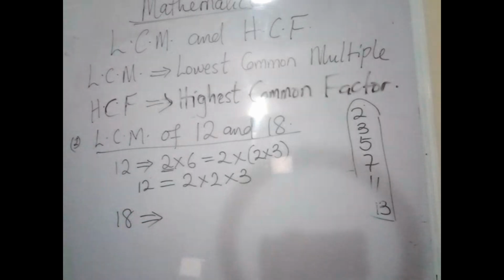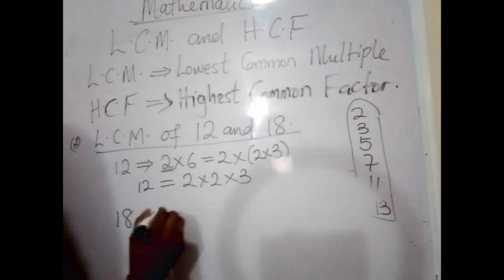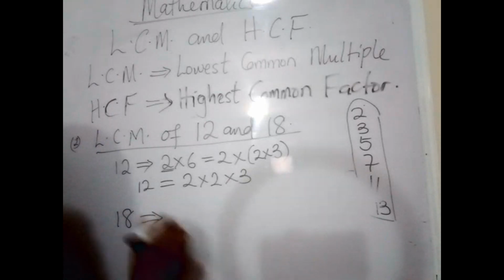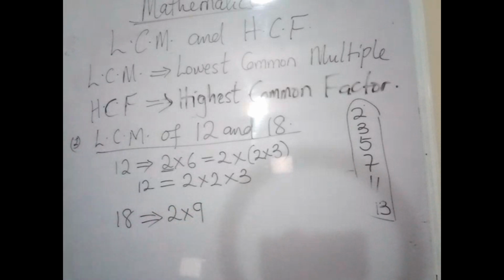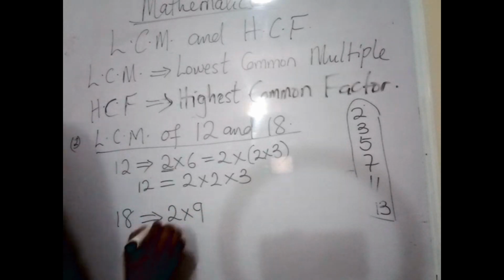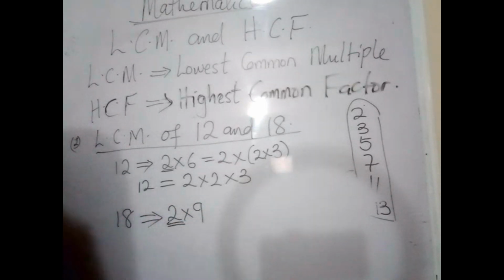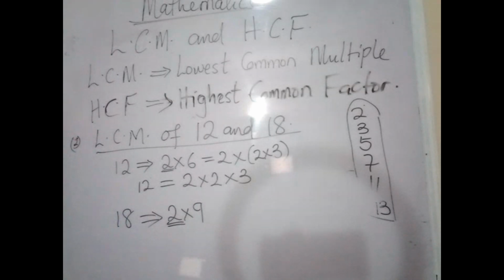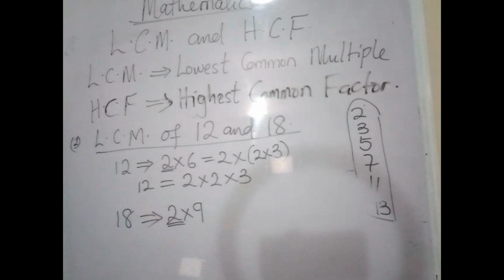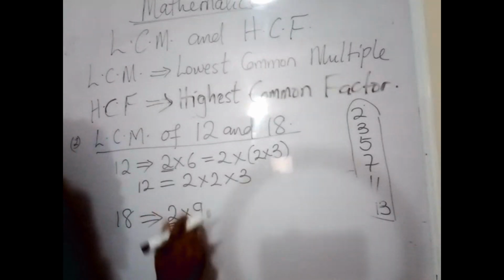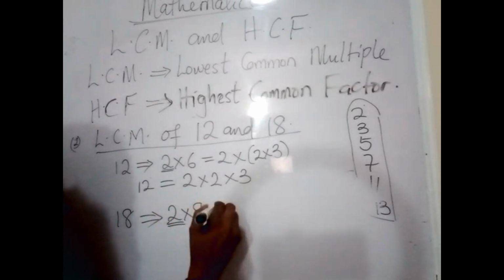Let's go to find 18. 18, if we break it into 2 parts, it gives us 2 times 9. 2 times 9 is 18. So we know 2 is a prime number. We can't break it down further. But 9 is not a prime number. We have established that earlier. That 9 is not a prime number. So we need to break 9 down further.